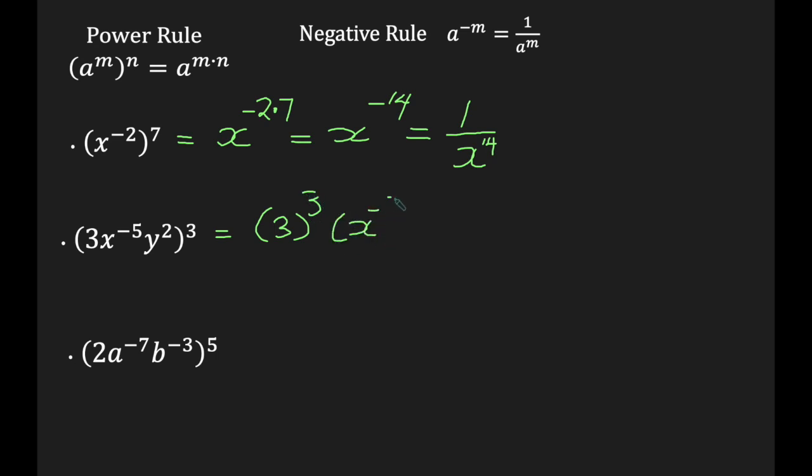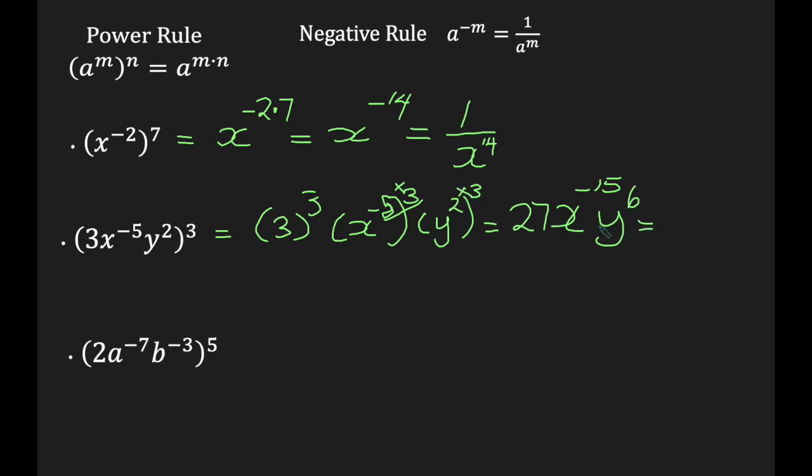X to the negative 5 is raised to the third power, and the y squared is raised to the third power. Now 3 to the third power is 27. For the x, when we multiply negative 5 times 3, I get negative 15. And for the y, when I multiply 2 times 3, I get 6.